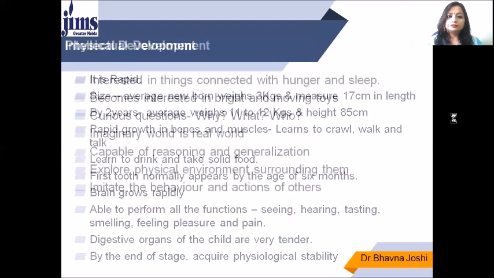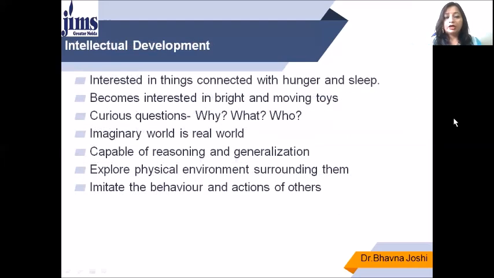Then next is the intellectual development. At this stage, when we talk about intelligence, the child is basically interested in the things which are connected with hunger and sleep. When he's hungry, he cries. When he's not able to sleep for any reason, he cries. So at this stage, he is more interested in things connected with hunger and sleep.